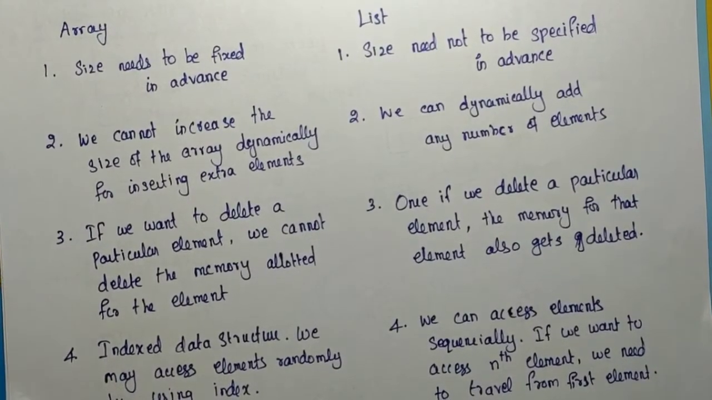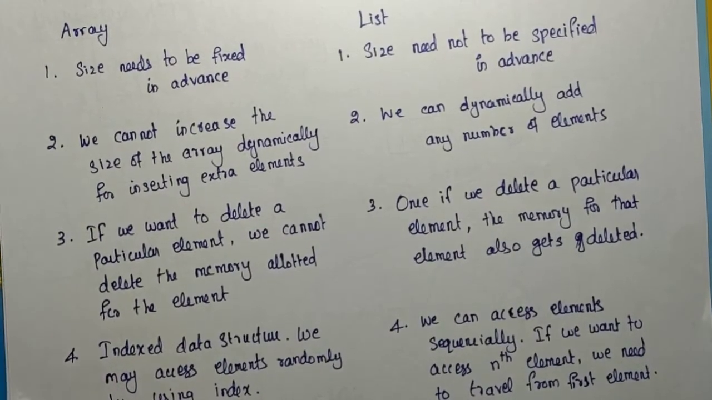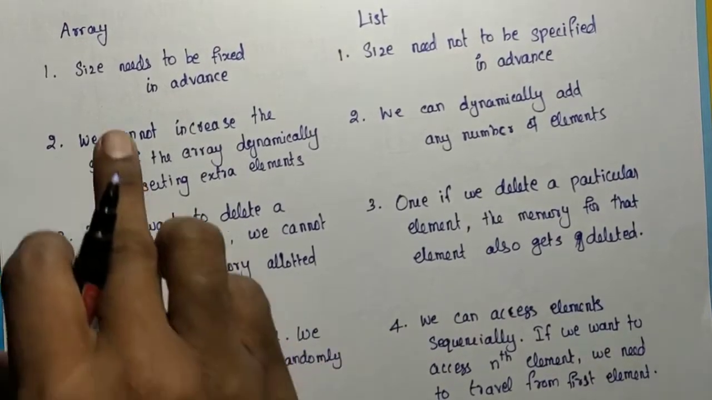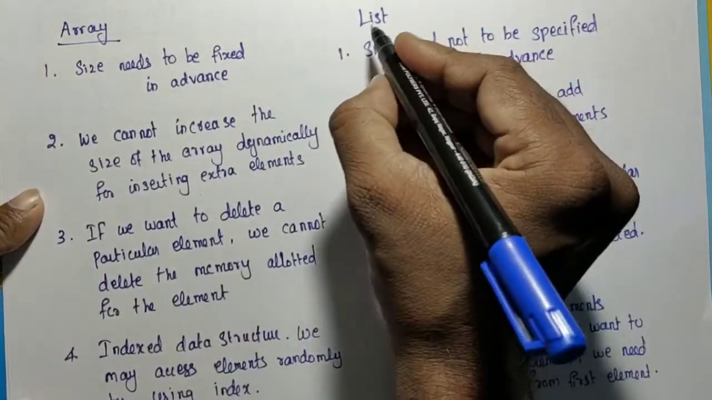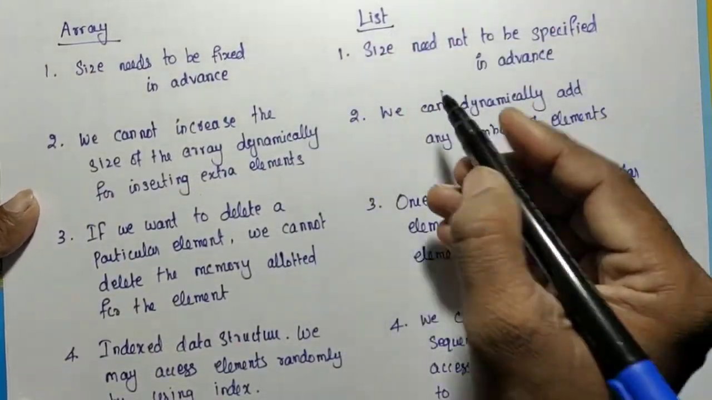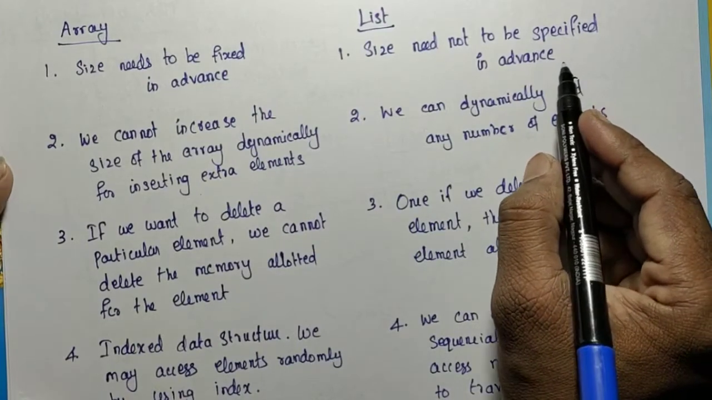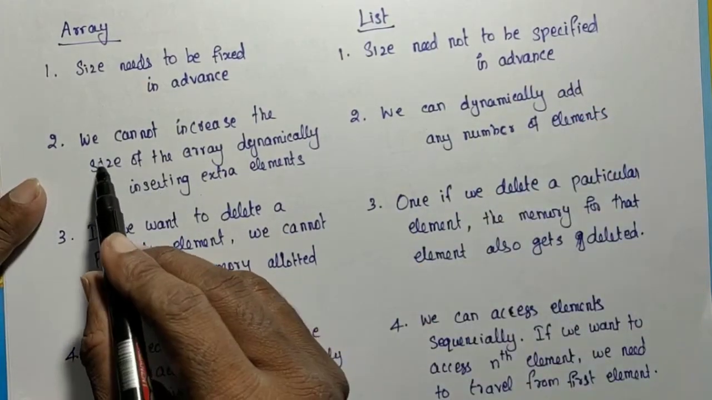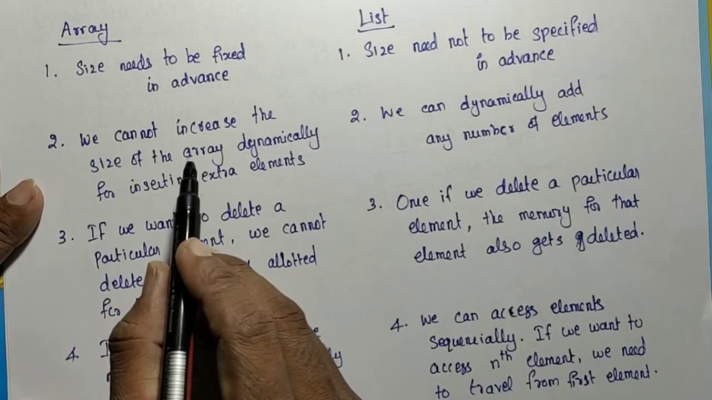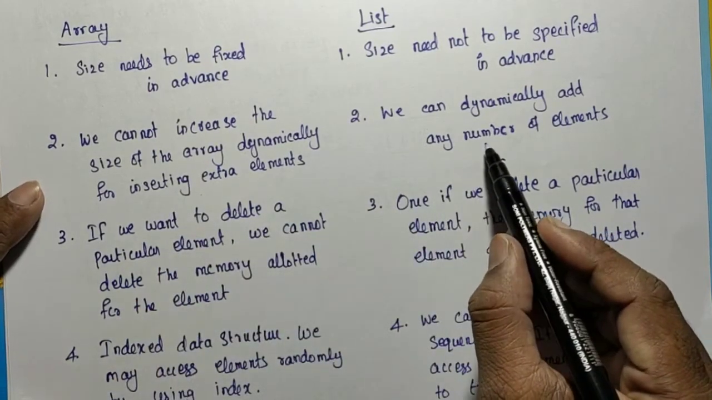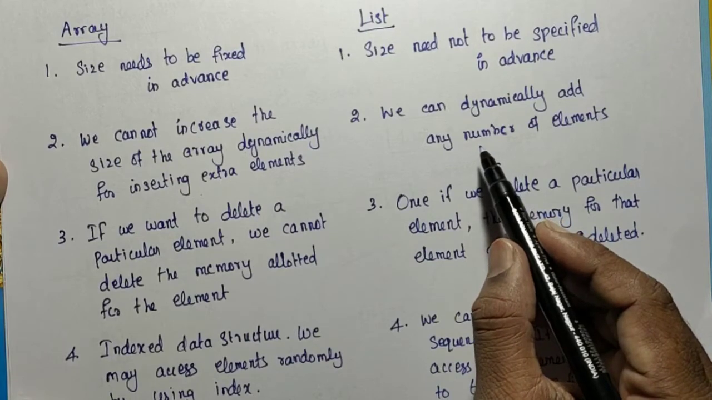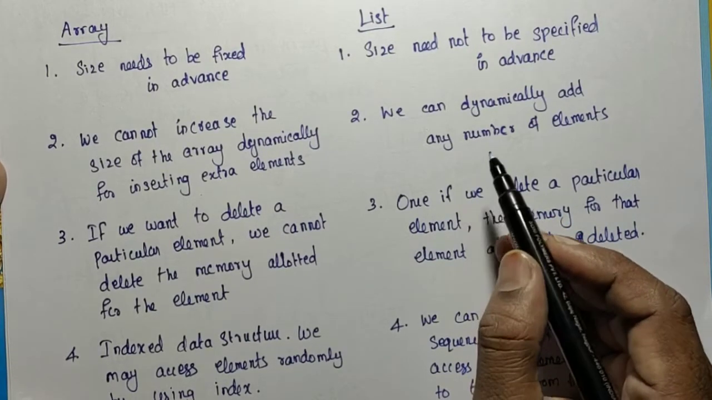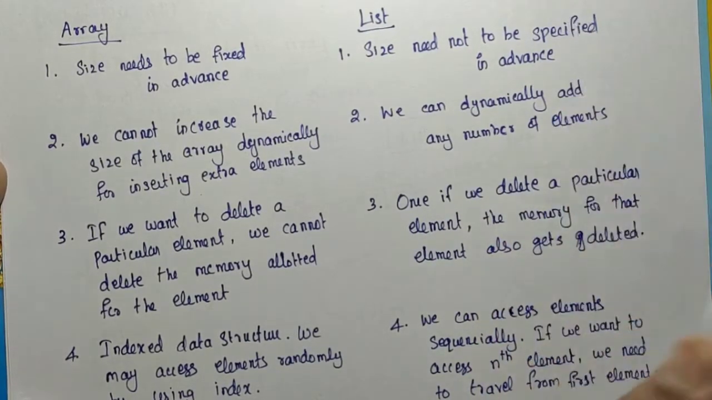These are some summary points of the array and the list data structure. First point, size: in the array, the size needs to be fixed in advance, but in the list the size need not be specified in advance. Similarly, we cannot increase the size dynamically for an array, but here we can increase the size of the list dynamically. It means whenever we need to store data, we can store it without worrying about the size.